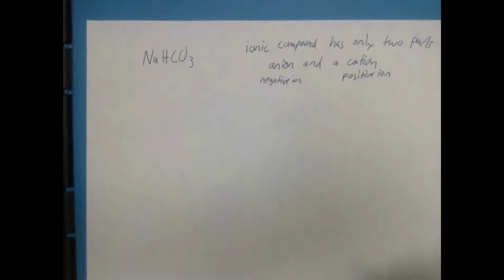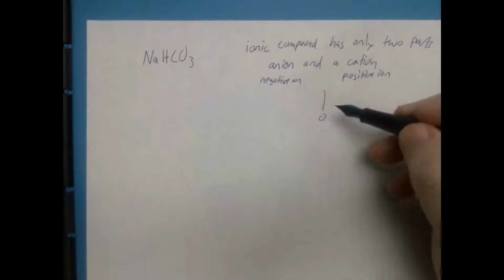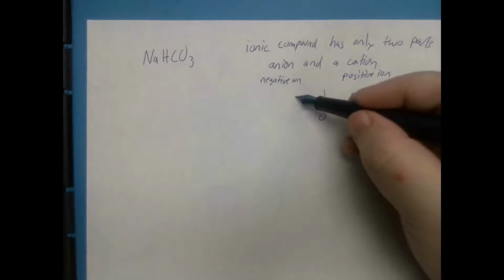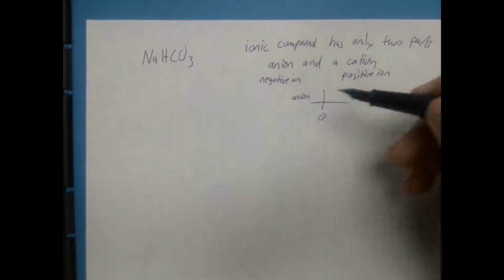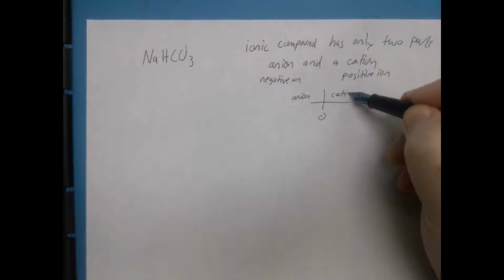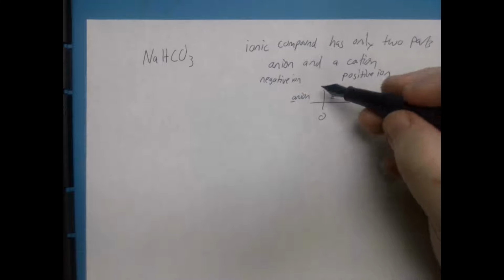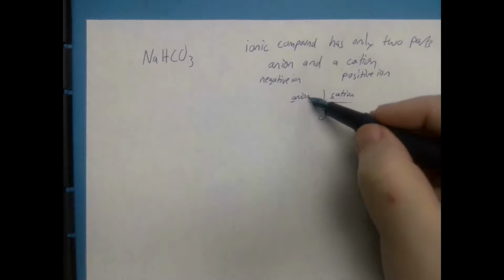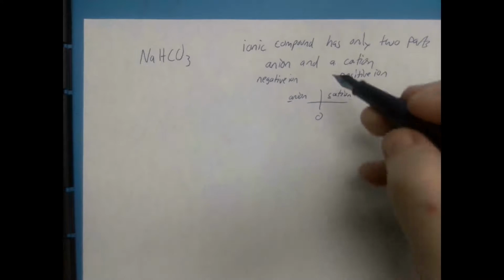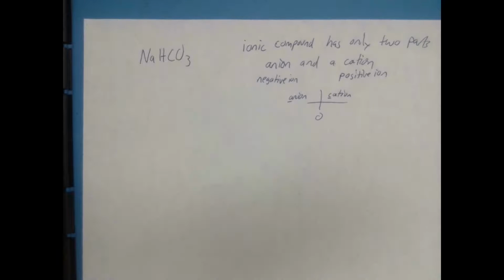Remember my mnemonic for remembering it. We draw a number line. We alphabetize it. Anion goes on the left because it's less than the cation, if we were to look at A and C. So that means if you alphabetize it, this is more negative, while this is more positive. So what is the anion and what is the cation of this element? And what are the charges on each of them?